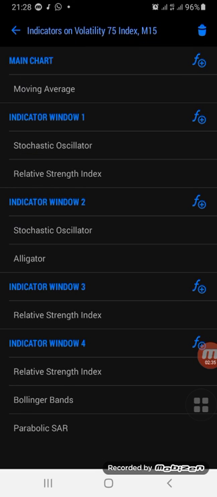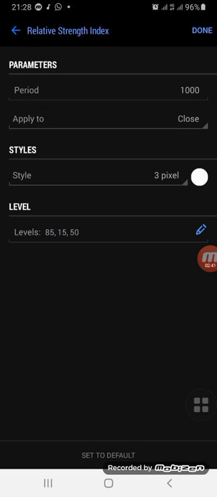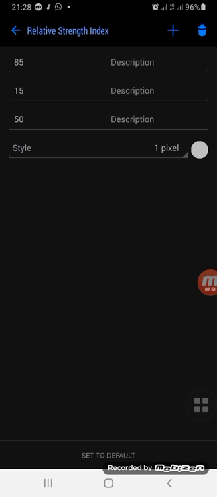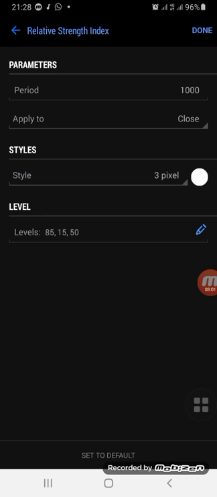The next indicator we are using is the relative strength index. That should be window 1. The period is 1000, apply to close. For style I choose white again, and for levels I choose 85, 15 and 50. Then you click on done.